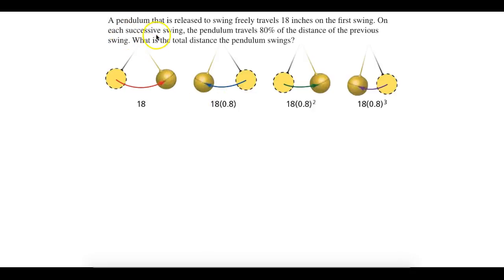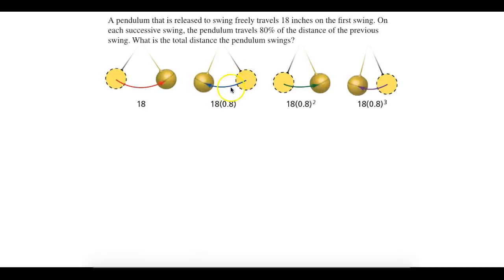A pendulum that is released to swing freely travels 18 inches on the first swing. On each successive swing, the pendulum travels 80% of the distance of the previous swing. What is the total distance the pendulum swings? Now, remember, a pendulum is just a little metal piece that's attached to a straight line, a swing, or a string or some sort of metal object. When it's pulled to one side and let go, it just travels a distance and swings back and forth.